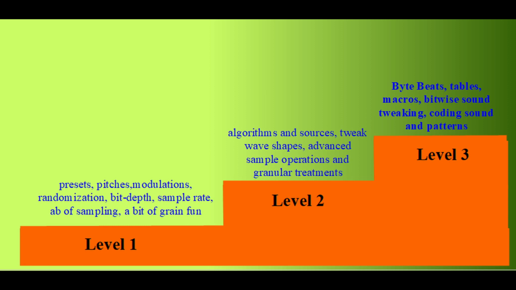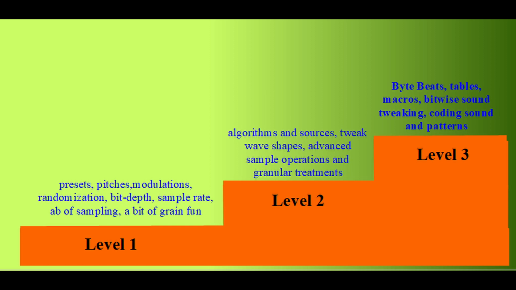At level 2, you need at least basic knowledge of 8-bit sound programming and a tiny little bit of mathematics. Here, you dive a bit deeper into algorithms and sources you see and use, tweak wave shaping functions and pitches, and do some advanced operations with samples, and some advanced granular treatments as well. Most of you will end up at this level 2, I guess, and that's okay. You can achieve a lot here.